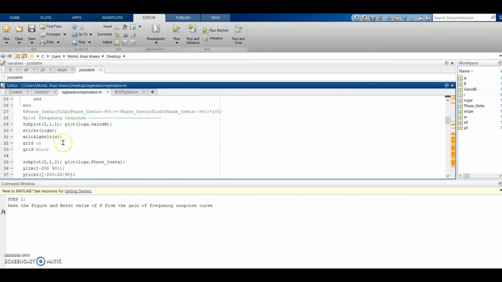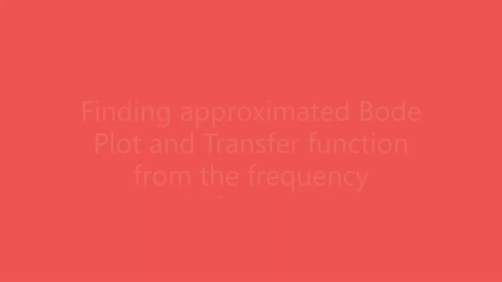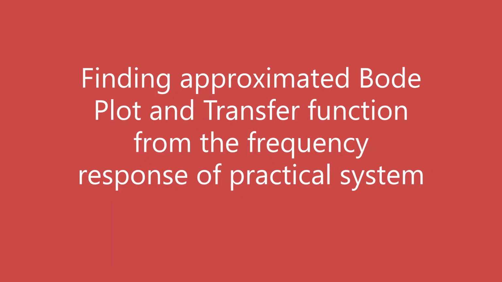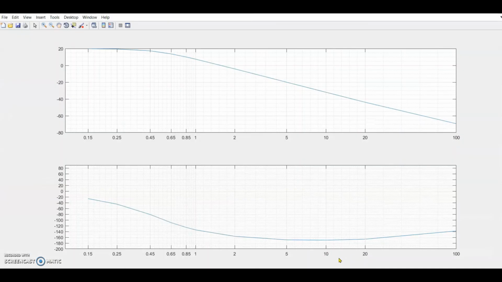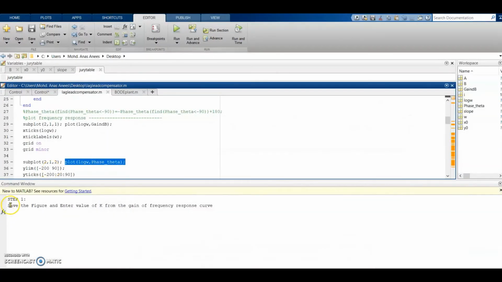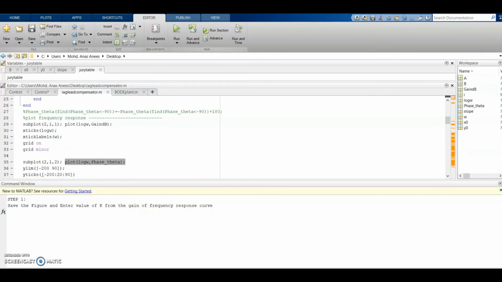So it has plotted frequency versus gain and frequency versus phase. That means the frequency response of the system. So this is the frequency response of the system which we are getting, and from this the program says to save the figure and enter the value of k from the frequency response curve.